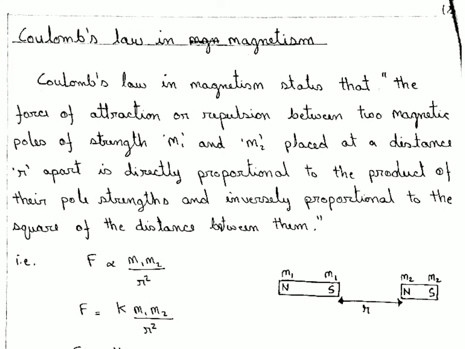Coulomb's law in magnetism. Now, Coulomb's law in magnetism states that the force of attraction or repulsion between two magnetic poles of strength m1 and m2 placed at a distance r apart is directly proportional to the product of their pole strengths and inversely proportional to the square of the distance between them.